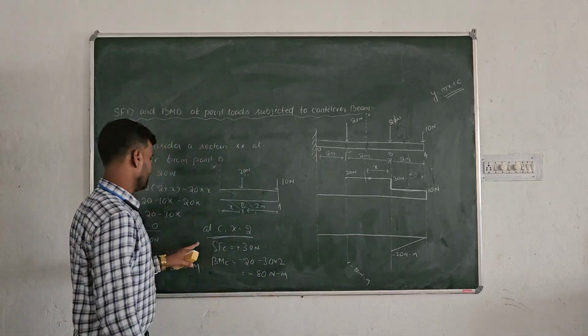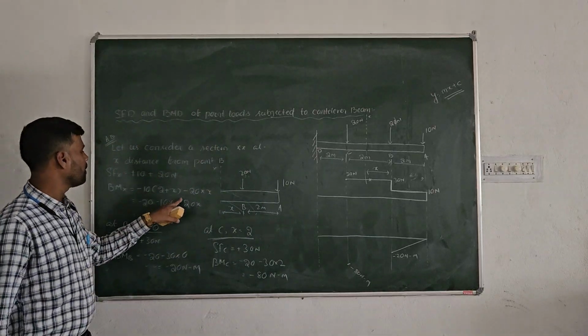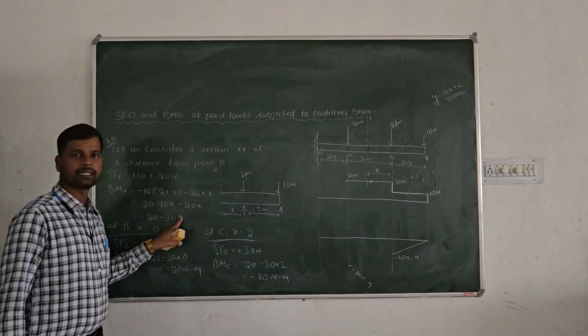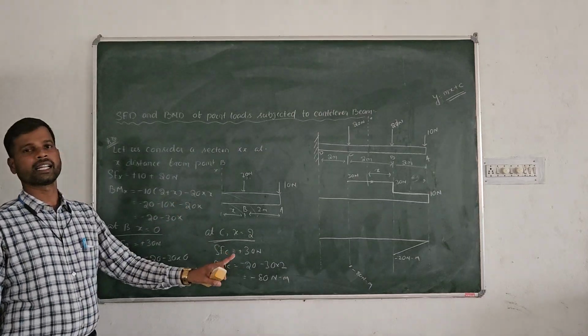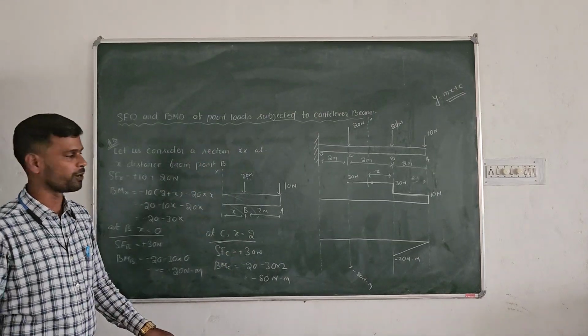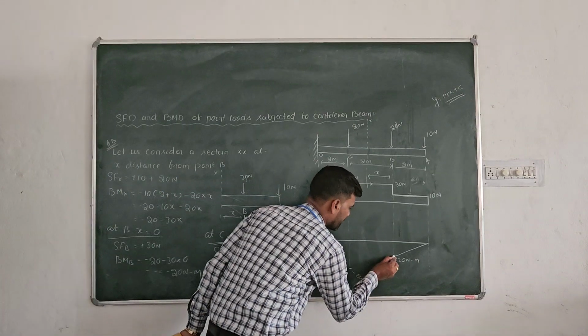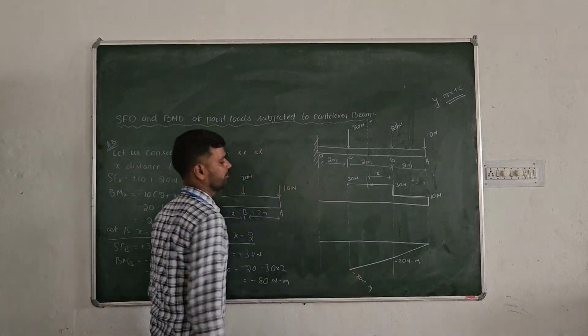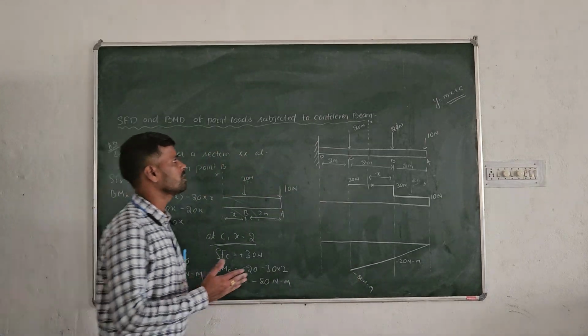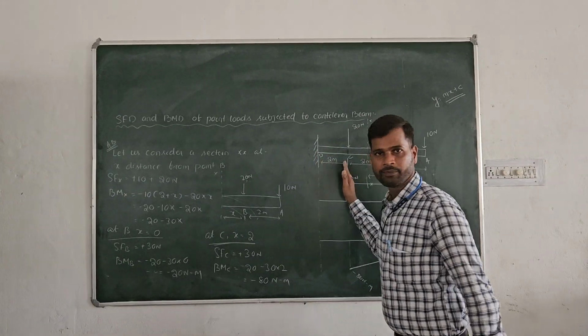You can see here there is no second power of x, only 30x is there. So again it will be a straight line because of the equation y equal to mx plus c. So again from 20 to 80 there will be a straight line. So we got the shear force and bending moment up to point C.